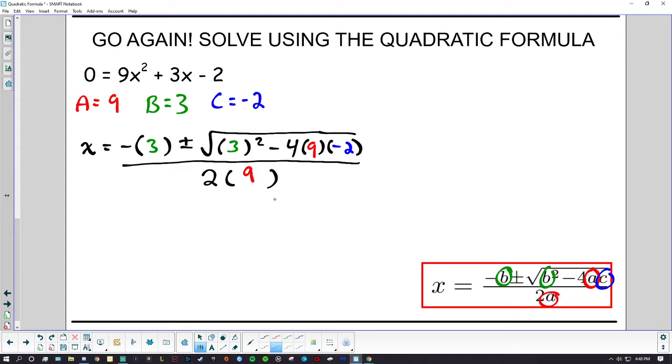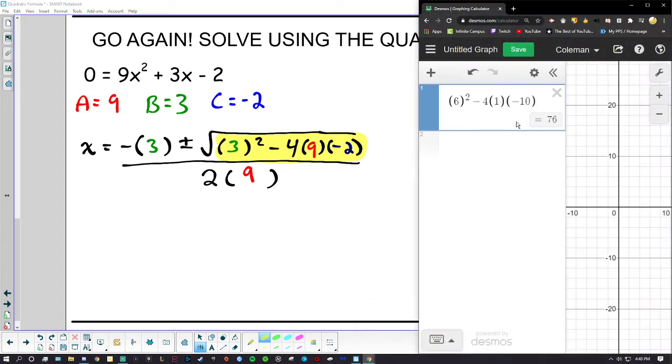So if you need to take a second and just double check, I got my 9 in for my a's, my negative 2 in for c, and my 3 in for my b's. I'm good to go. So here's where we don't even risk it. Let's plug this into Desmos to simplify for us. That way we don't make any silly mistakes and then have to start the whole problem over. So let's plug it in.